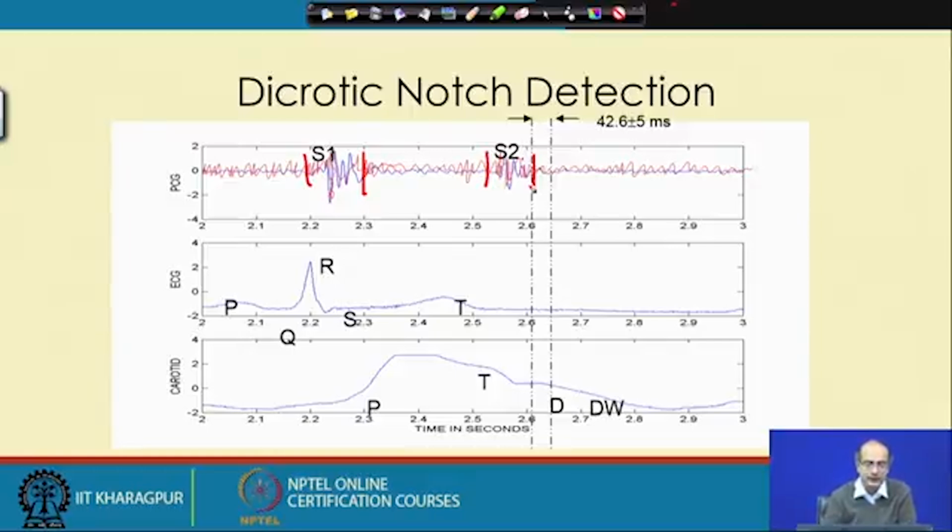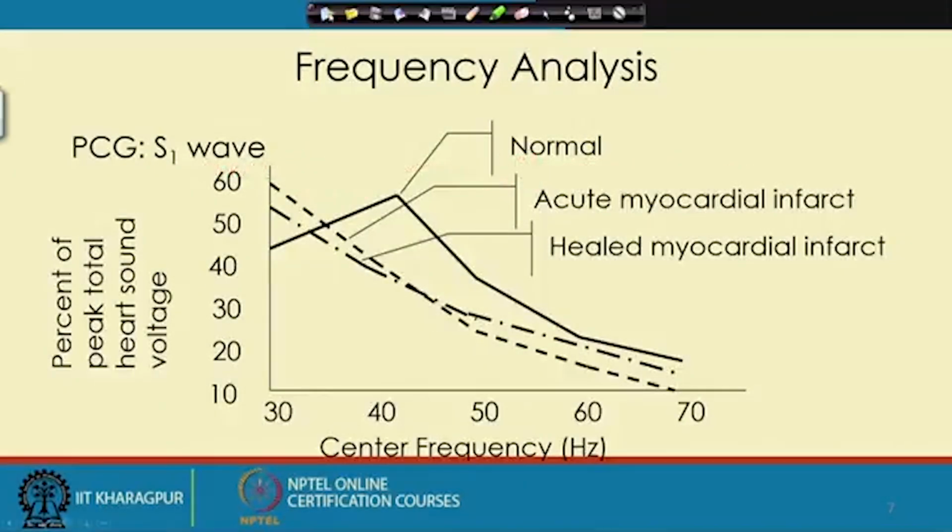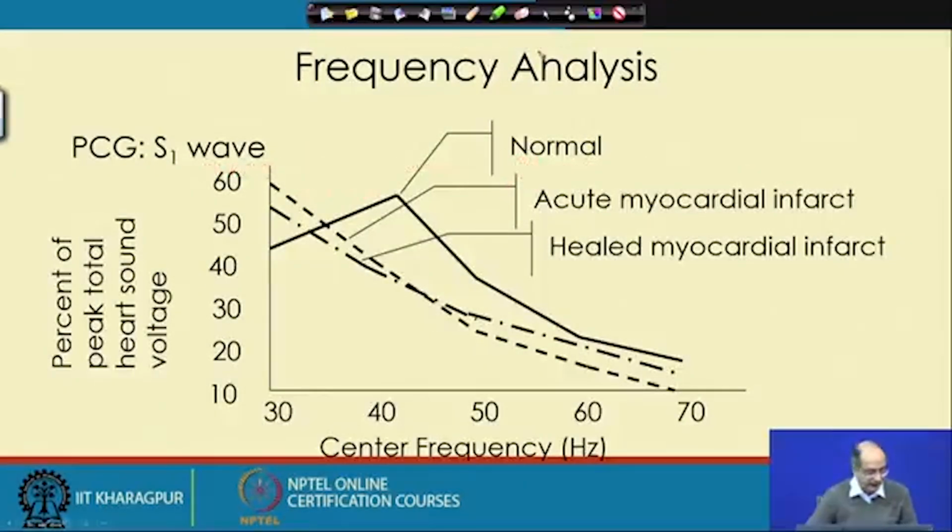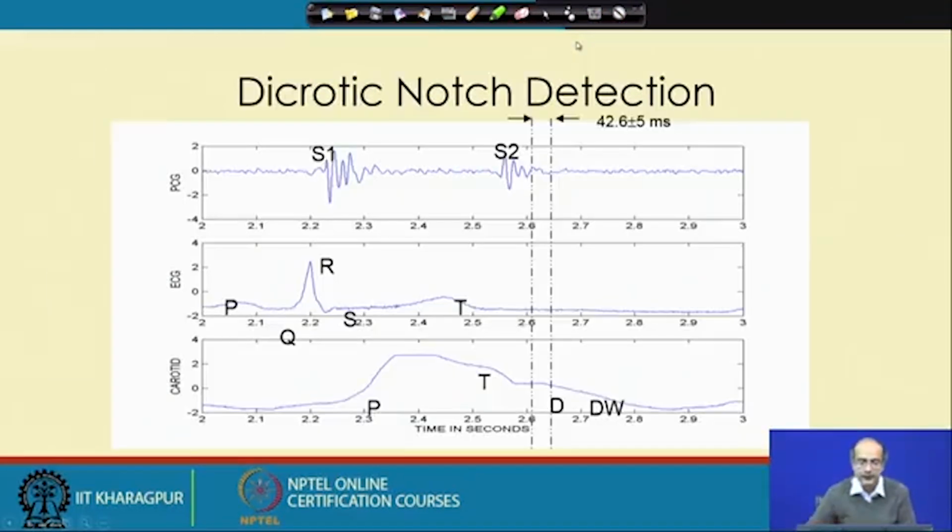So, for that we took the help of the QRS complex of the ECG signal and the notch in the carotid pulse. Okay. In that case we found that we can confine them in the time domain and get rid of the problems there. So, first confine them in the time domain.